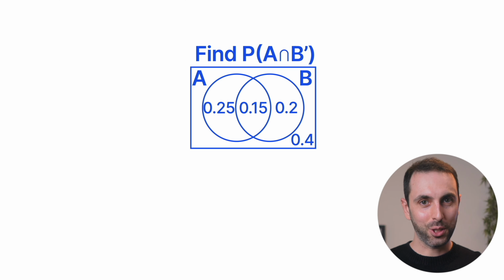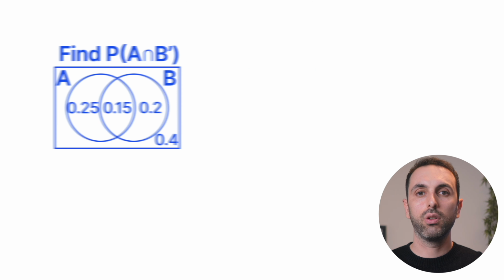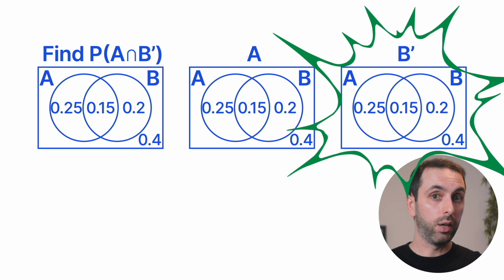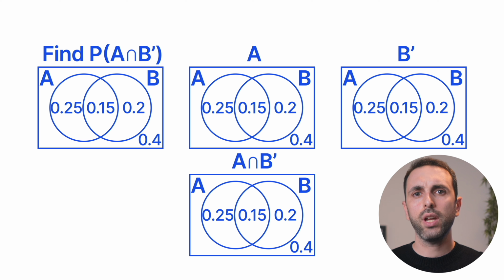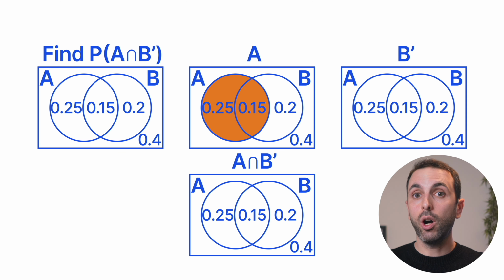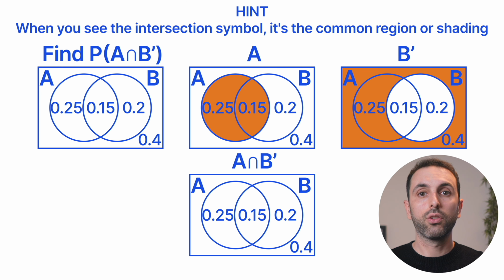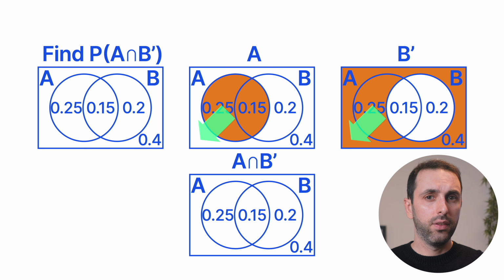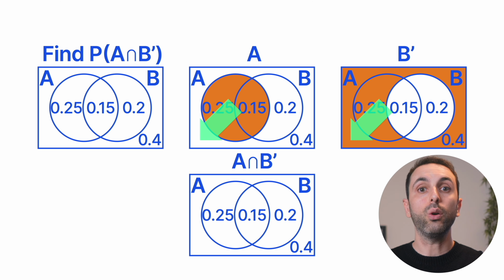Let's talk about this question, and for this one, we'll speed up the process a bit. Let's draw 3 Venn diagrams, one for event A, one for B complement, and one for A intersect B complement. Again, we'll shade the regions for A and B complement for their separate Venn diagrams, and just remember that we want the common region or shading between the 2 events that overlap. Looking at the outside region, this is shaded for B complement, but not for A, and since there's no common shading, we don't include it.